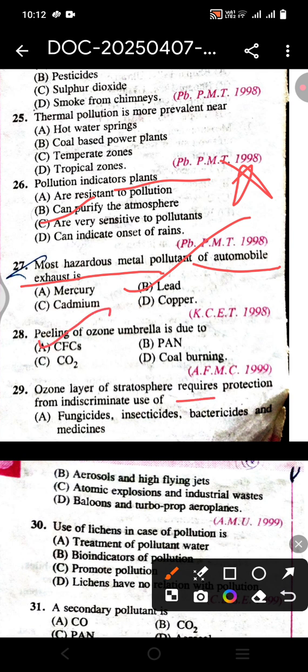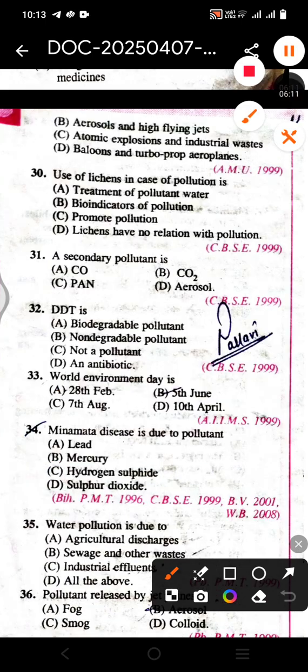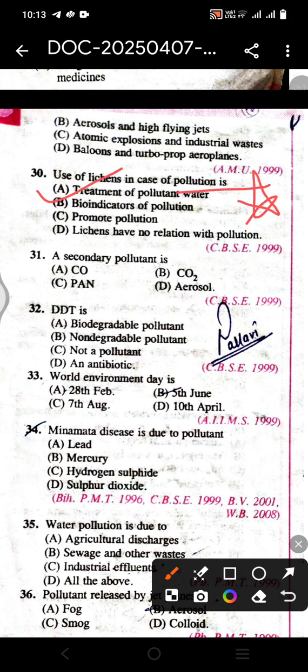The ozone layer of the stratosphere requires protection from indiscriminate use of aerosols and high flying jets, which release chlorofluorocarbon. Option B is correct. Lichen is used as a bioindicator of pollution. Secondary pollutant is PAN, peroxyacyl nitrate. The rest of the three are primary pollutants.